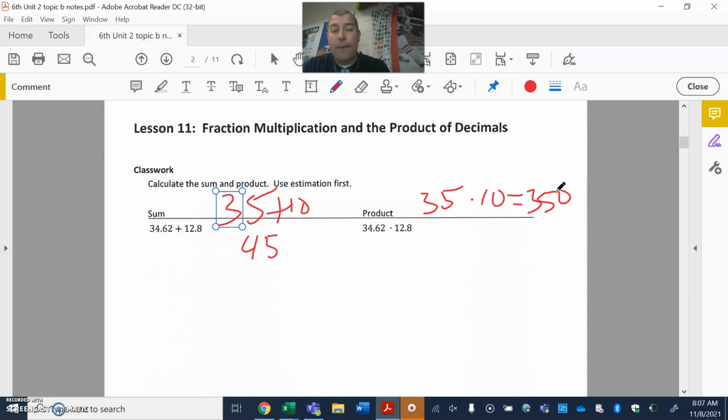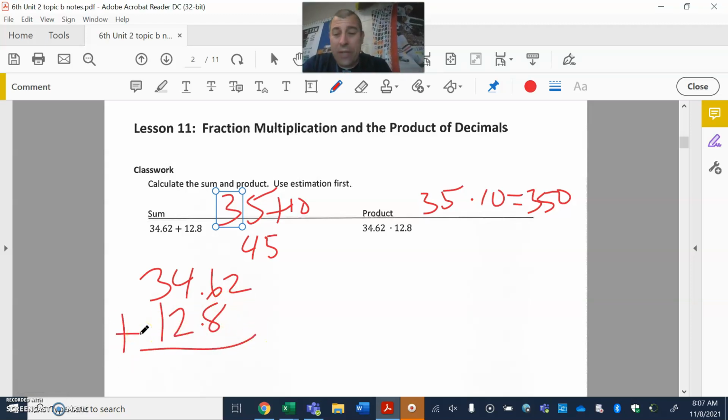So when we're adding, we just line them straight up. When I say them, I mean the decimals. I know I should have been clear the first time. There we go. Look at that.